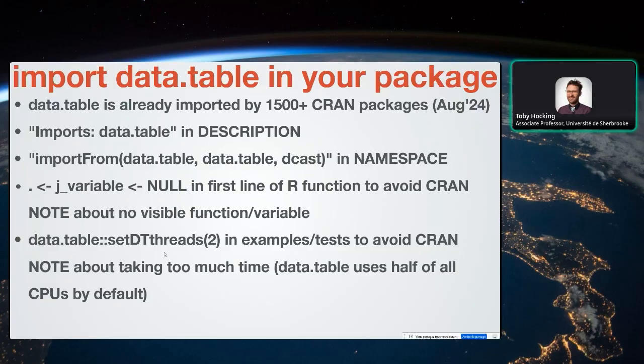Other thing you have to be aware of is we have set DT threads, which controls how many threads data table uses for multi-threaded computations. A lot of basic operations are computed using multiple threads in data table, and CRAN only allows 2 for its examples and tests. So if you get that note, if you're using data table, you should just put this set DT threads 2 to avoid that CRAN note in all your examples and tests.